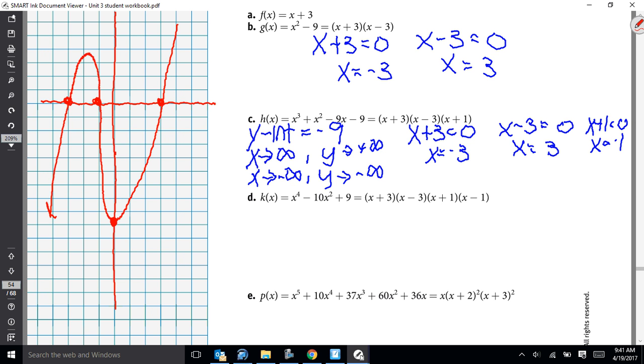I know I have a minimum between these two. It's probably not exactly here, but I didn't draw it real great. But I'm going to have a min between -1 and +3, and I'm going to have a local max between -1 and -3. So I have a sketch. I have an idea of what the shape of my graph is going to be.